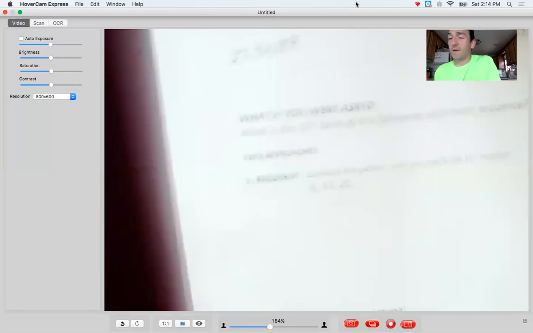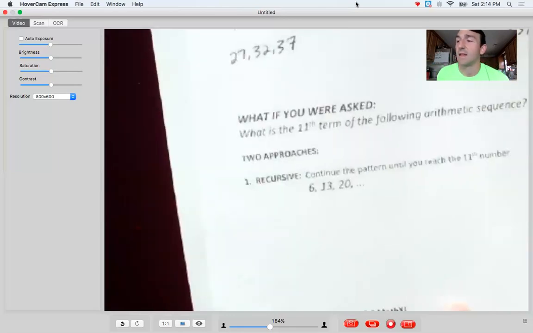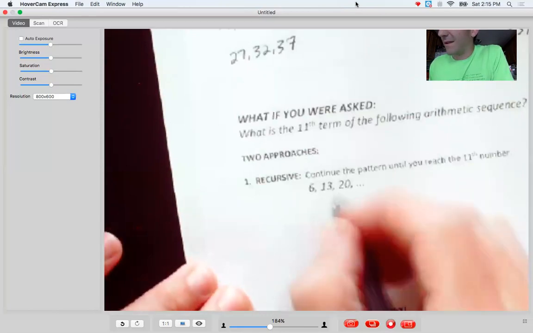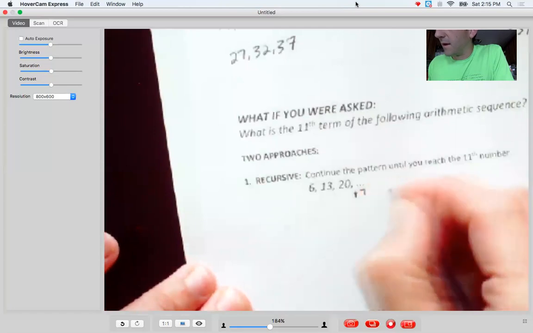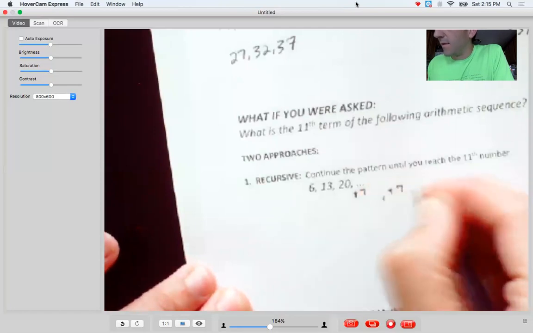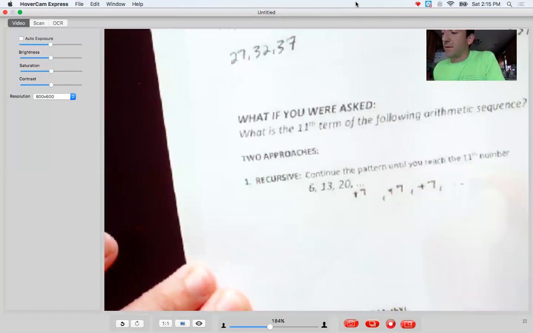On the next one, what if you were asked to find the 11th term of that sequence? There's a couple ways you could do that. Obviously, they've listed us the first three. We can identify what we're doing here: we're counting by sevens. So we could just keep adding 7 plus 7 plus 7 until we got to the 11th. We'd need to find the next 8 terms. But we're not going to do that.